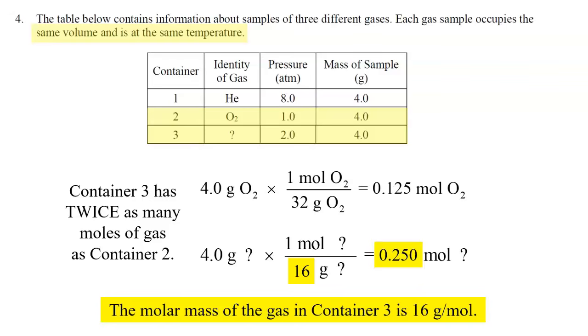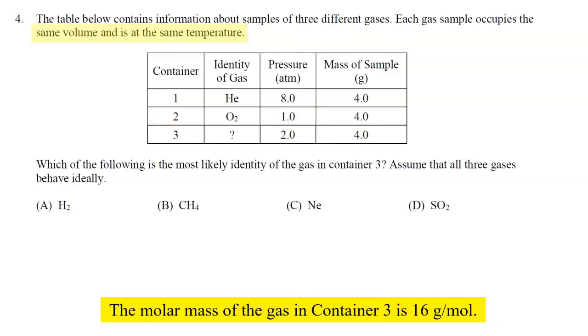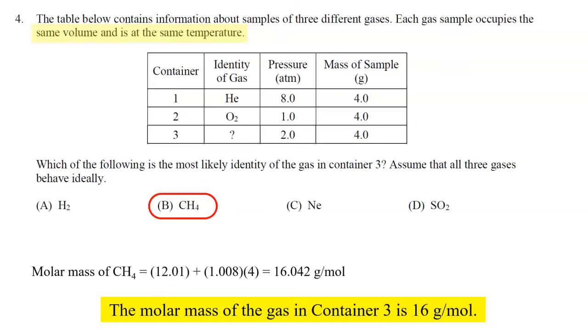And now that I know that the molar mass of the gas in container 3 is 16 grams per mole, all I have to do to answer question 4 is simply look at the chemical formulas that were given for choices A, B, C, and D, and then use the information on the periodic table. So the correct answer to question 4 is choice B. CH4, which is called methane gas, has a molar mass that is approximately 16 grams per mole. Carbon is 12. The atomic mass of hydrogen is approximately 1. So 12 plus 1 times 4 is 16.